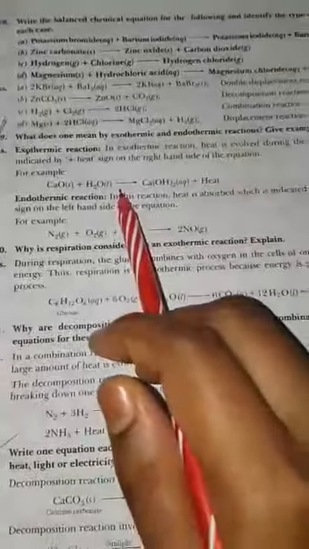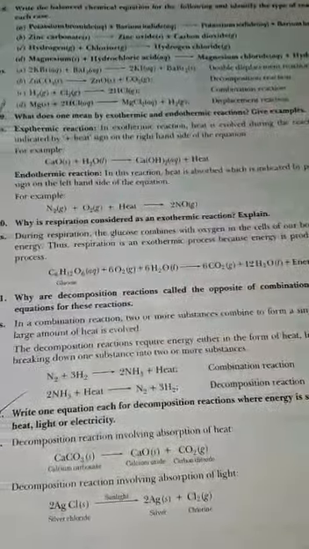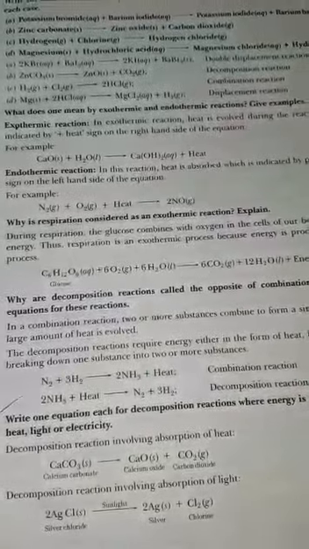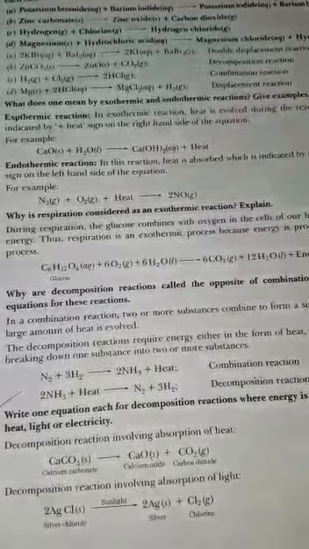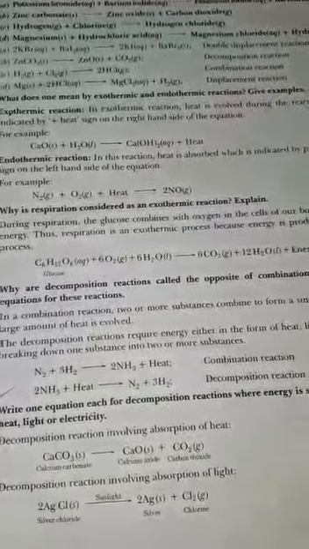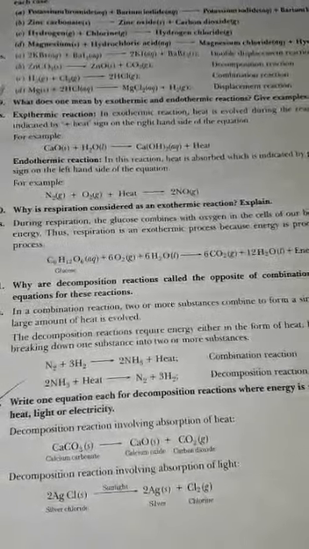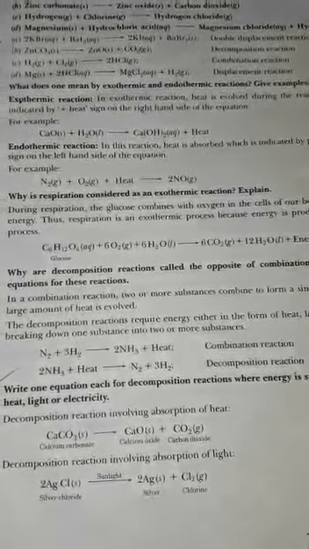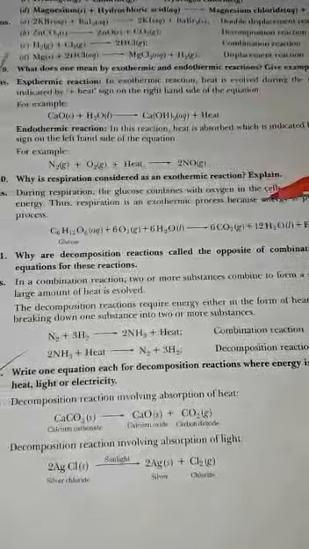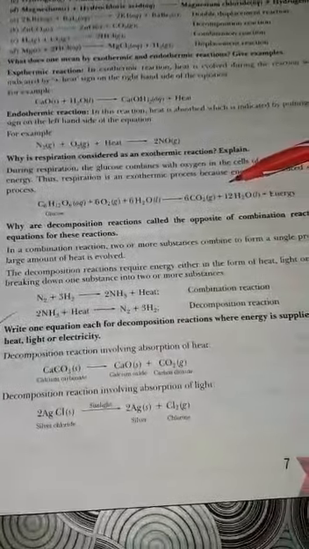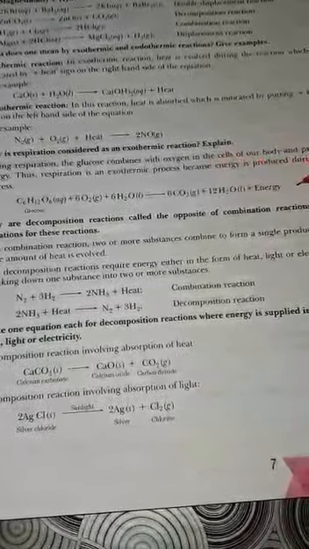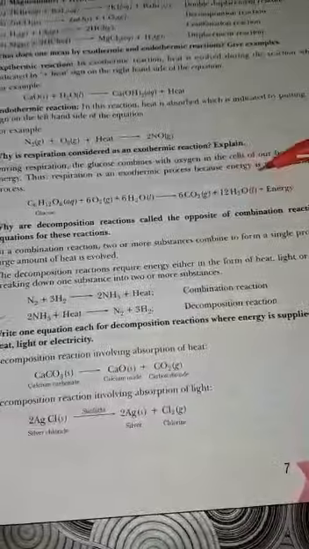Now question number 9, what does one mean by exothermic and endothermic reactions? That I explained: an endothermic reaction is a reaction where heat is absorbed, and the reactions where heat is evolved, or which give heat along with the product, are called exothermic reactions. So you will write examples. Why is respiration considered an exothermic reaction? This is due to release of energy. So you will explain along with the reaction.